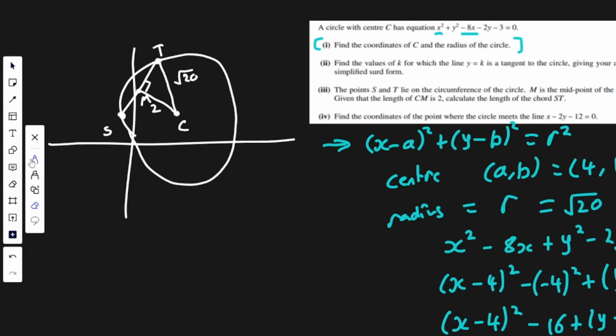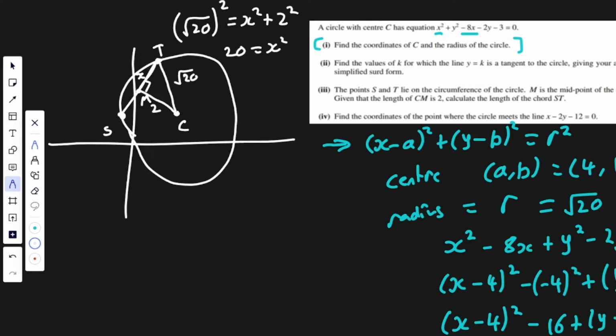And so we can just do Pythagoras to find this side. So square root of 20 squared, I'm going to call this x, is equal to x squared plus 2 squared. So we get 20 equals x squared plus 4, x squared equals 16, x equals 4. Clearly we're going to take the positive value, it's a length. Lengths are positive. Now we're not quite done, this is only half the length. So ST is length 8. They've not stated any units, so we don't need to state any units.